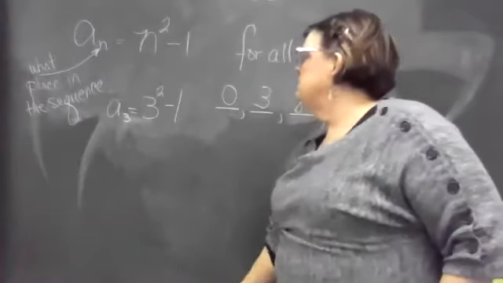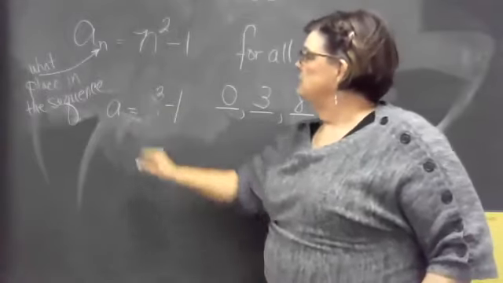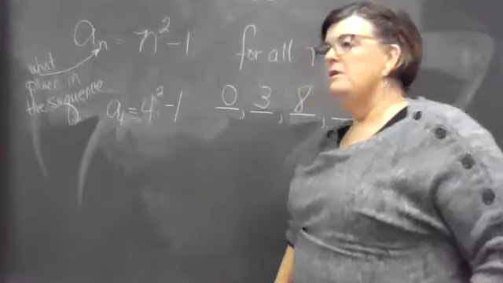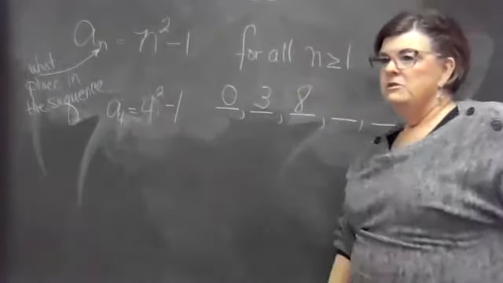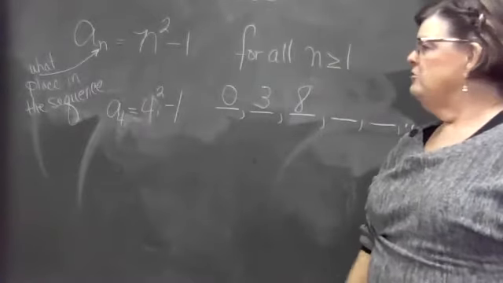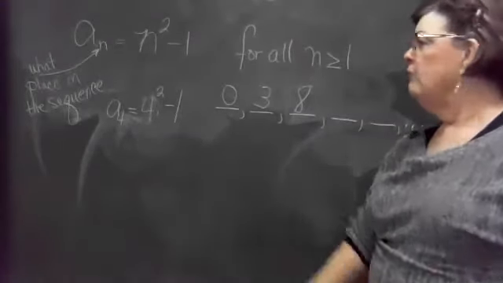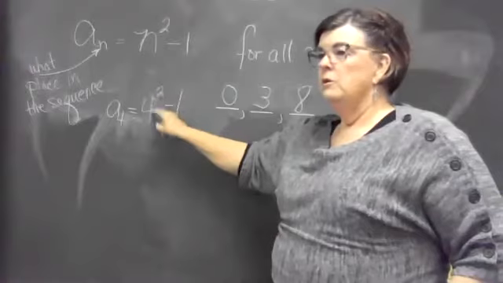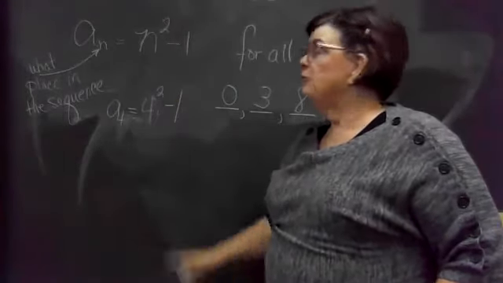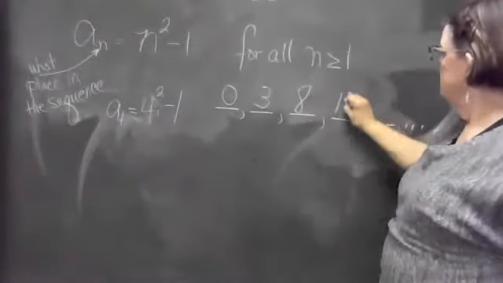Let's do the fourth one since this is the first time you've done this. The fourth term is going to be, come on. You're like somewhere. Pay attention. What's 4 squared? Come on. 4 squared. That means 4 times 4. 4 times 4 is 16 minus 1, 15.